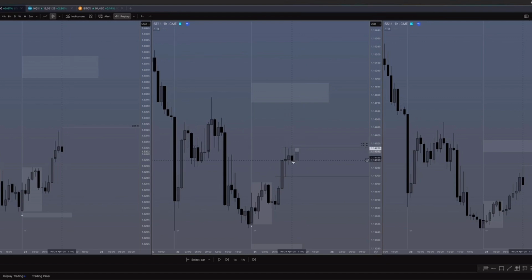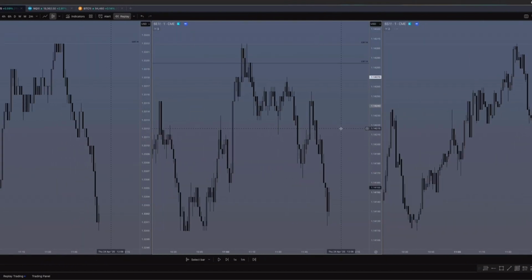So price wicks above, then closes below. That's very important. The wick above, then close below. I know now, once I see that, I can look for a 1 hour CRT model. Let's go down to the M1 time frame, which is my entry time frame on this model.